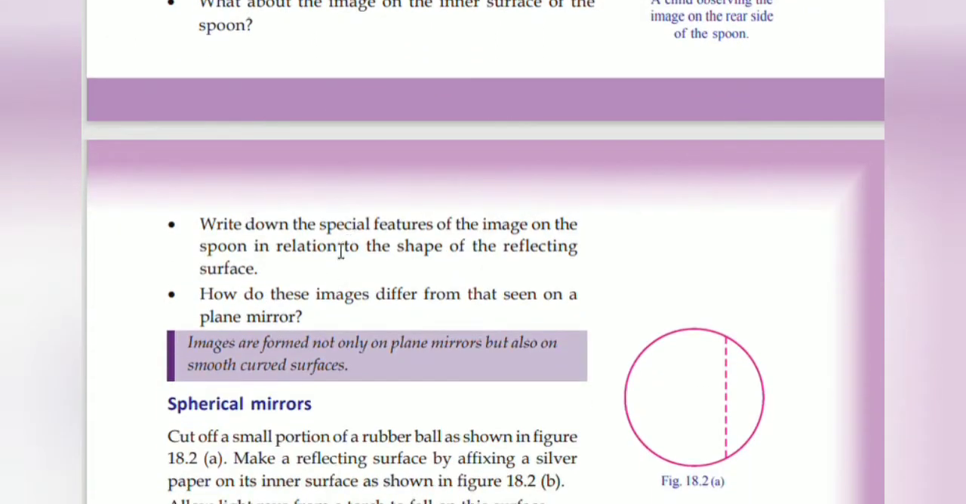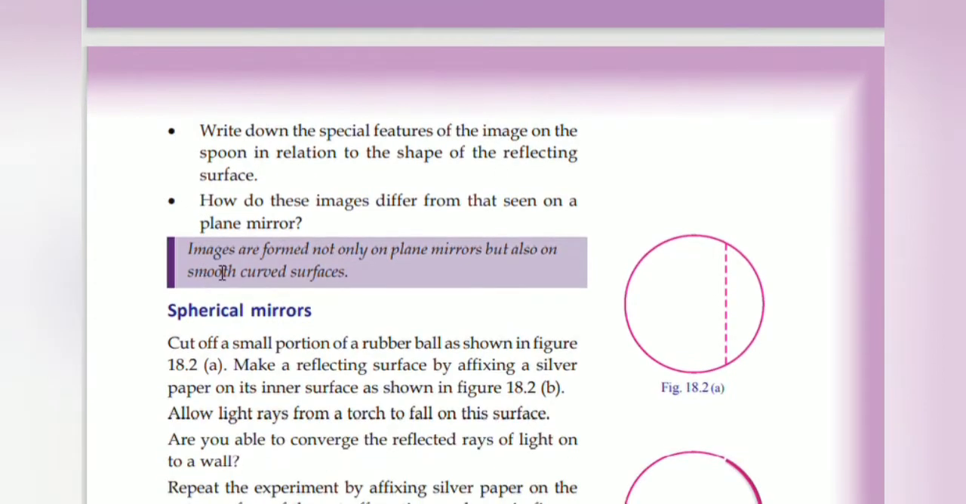Write down the special features of the images on the spoon in relation to the shape of the reflecting surface. Images are formed not only on plane mirrors but also on smooth curved surfaces.